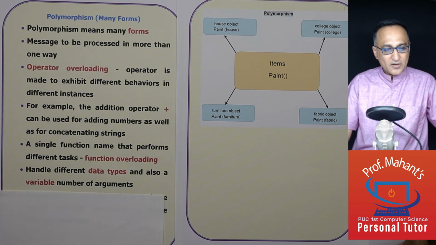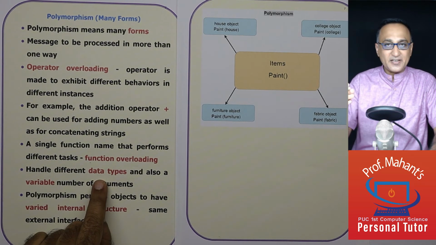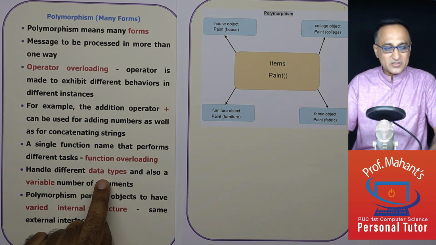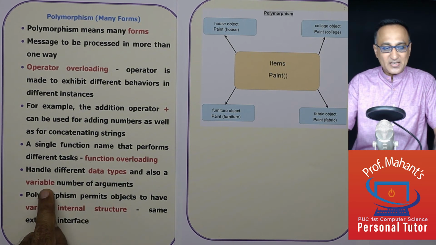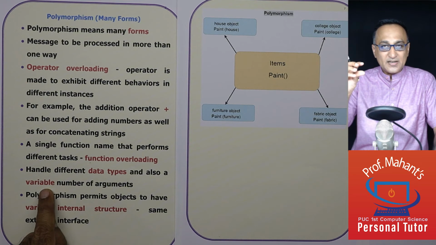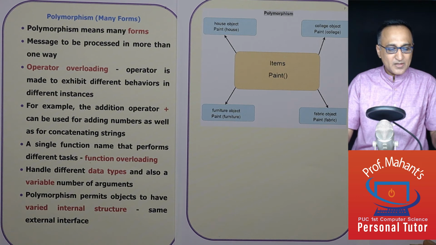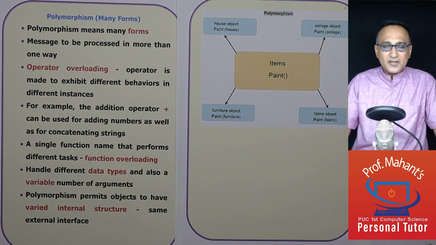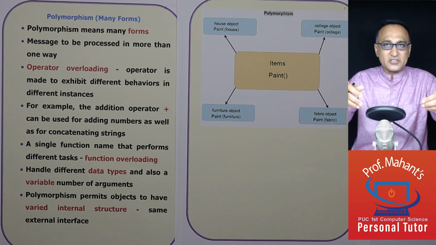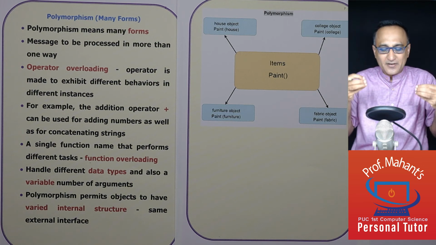The advantage of polymorphism is it can handle different data types. In the first, the data type was numbers. In the second, the data type was names. And also in the first, there were only two items. In the second, there were three items. So the same name, based on the data type, can do different things while having the same name. So polymorphism permits objects to have different ways of doing things inside the box, but outside the box it appears the same. That means the name is the same, but internally it does different things.